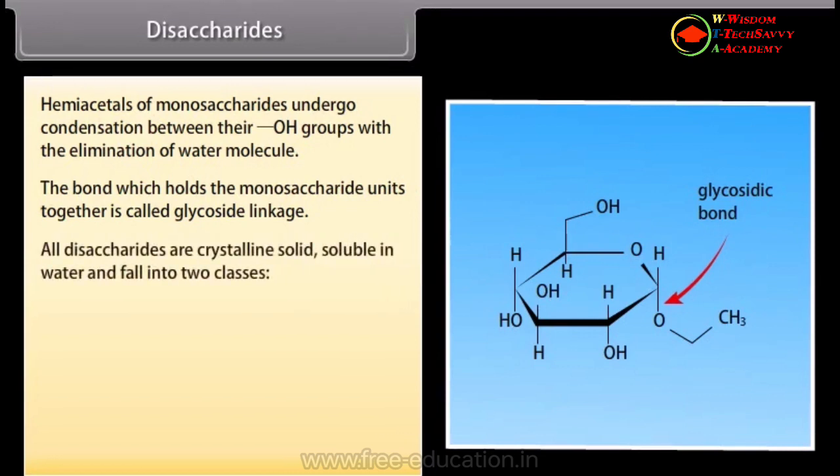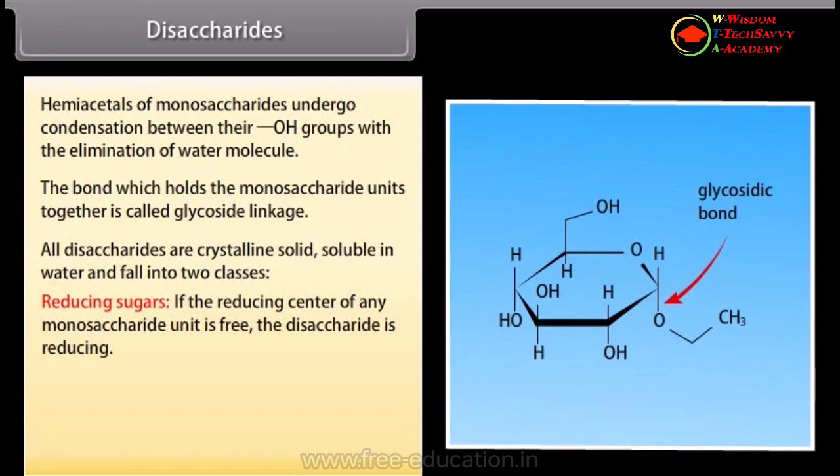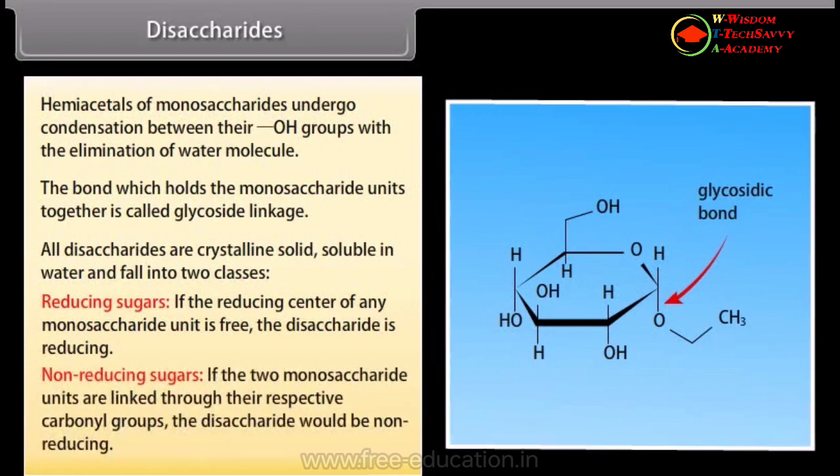All disaccharides are crystalline solids, soluble in water, and fall into 2 classes. Reducing sugars: if the reducing center of any monosaccharide unit is free, the disaccharide is reducing. And non-reducing sugars: if the 2 monosaccharide units are linked through their respective carbonyl groups, the disaccharide would be non-reducing.